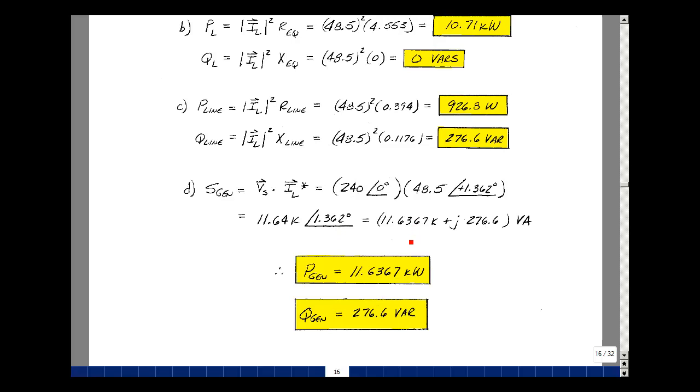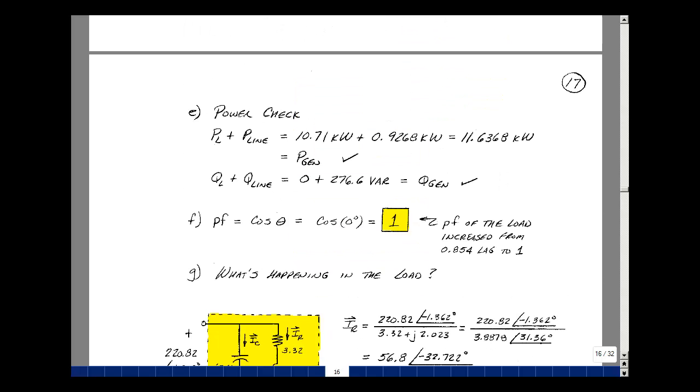Putting that into rectangular form, we have a real and imaginary part. And again, the units on complex power is volt amperes. The real part is in watts, and the imaginary part is in vars. We have shown theoretically that the power generated equals the power absorbed, but let's just check it again.